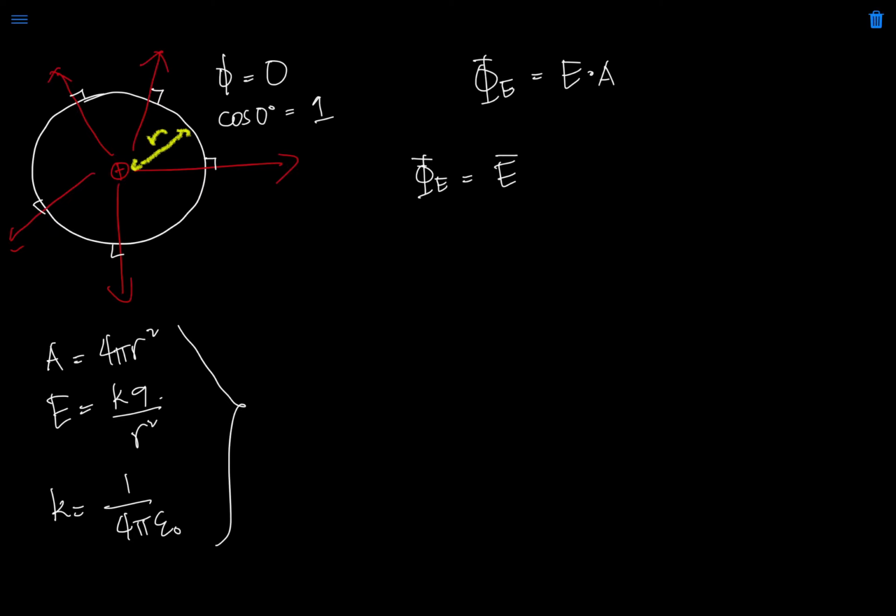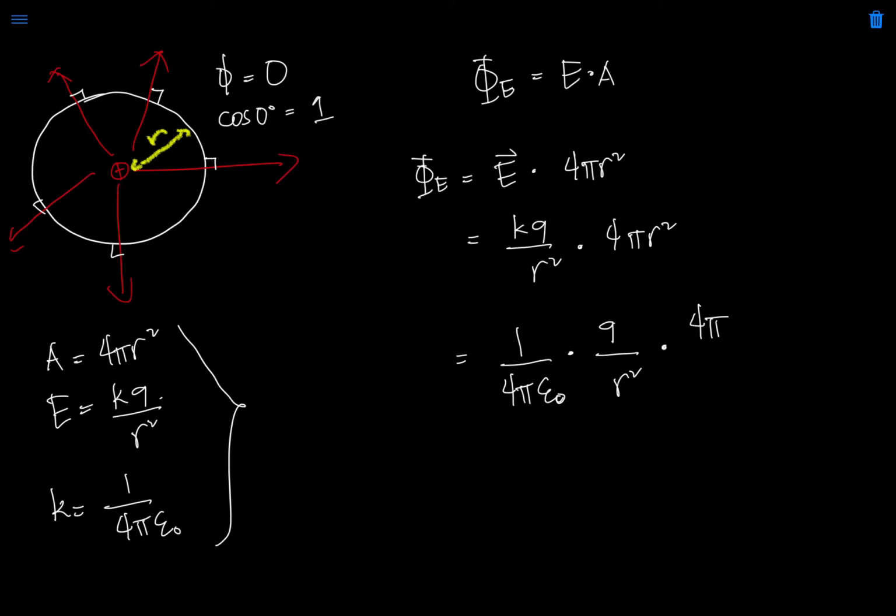electric field times the area, which is 4 pi r squared, and the electric field is equivalent to kQ all over r squared times 4 pi r squared, and k is equivalent to 1 all over 4 pi epsilon naught times Q all over r squared times 4 pi r squared. So we can actually cancel the same units or the same values.